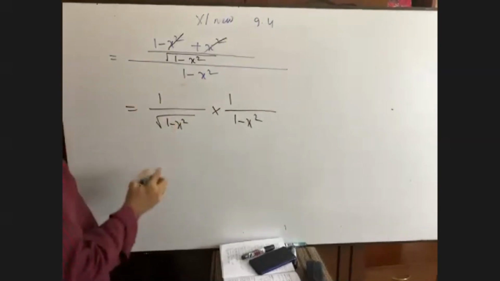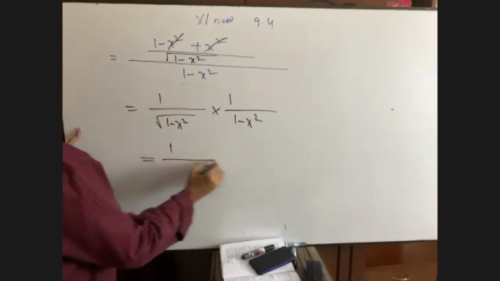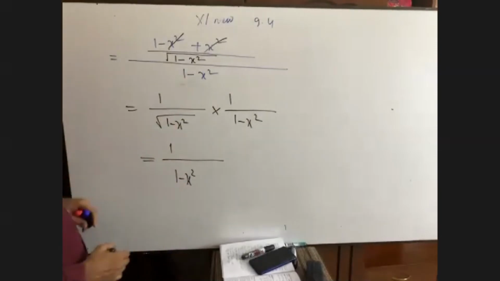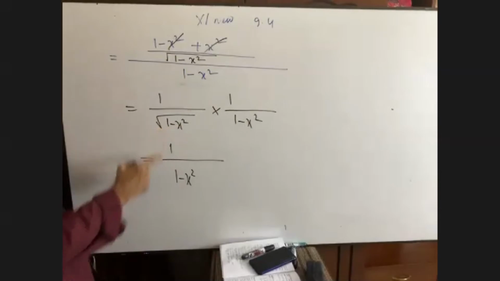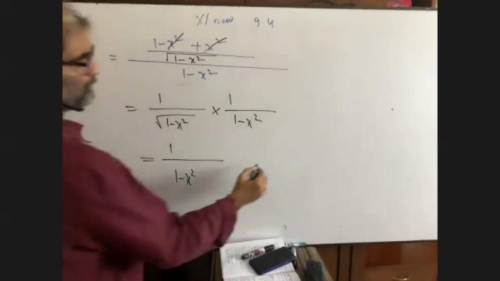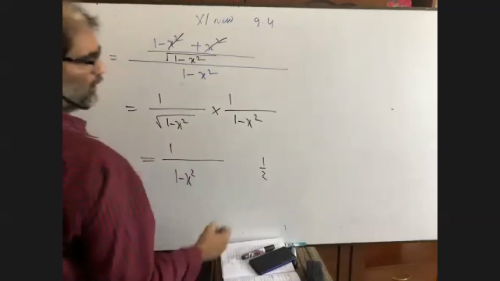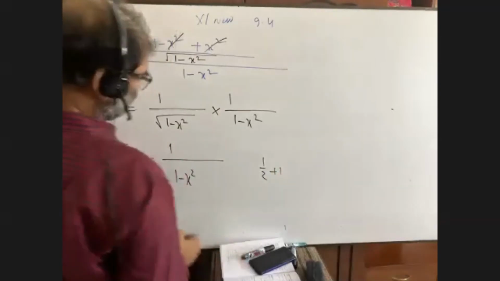Now you see 1 by 1 minus x square. Can you please let me know what is the power of 1 minus x square? Is half. Its power is half, and its power is 1. So 1 plus half equals to what? 3 by 2.